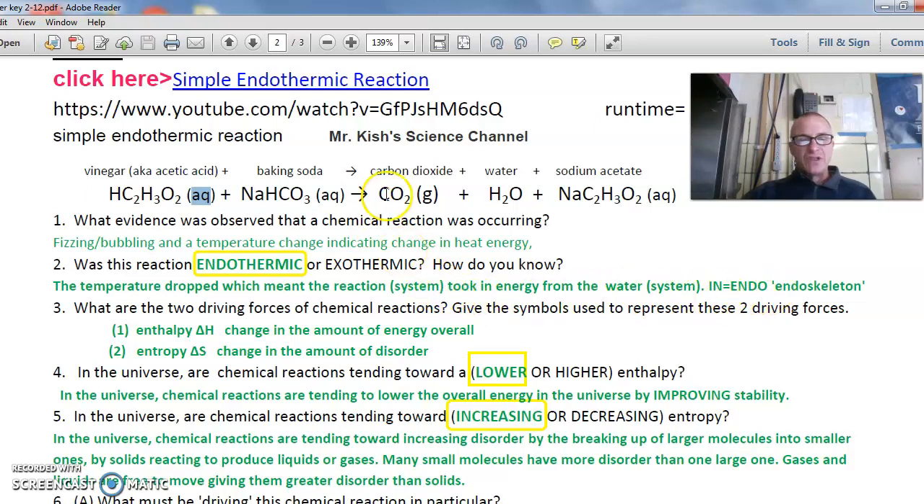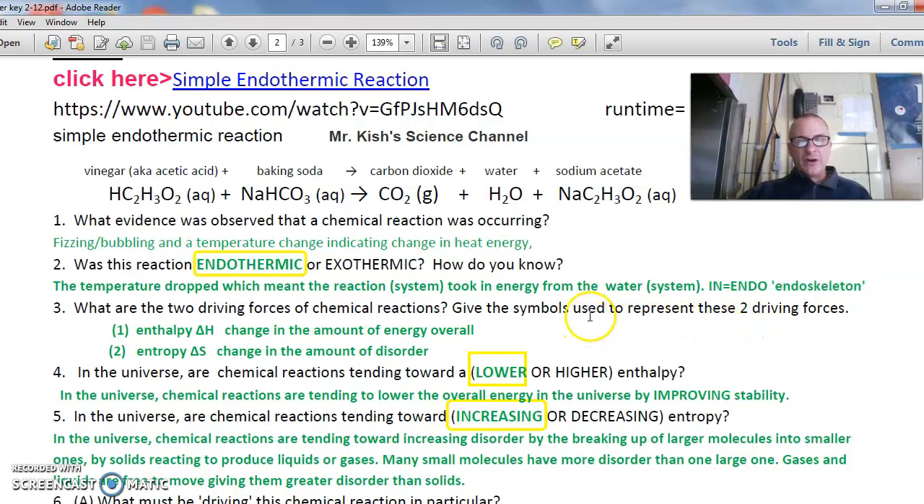The reaction was the system. That was the NaHCO3 and the HC2H3O2. Those were the substances that were reacting. When the temperature went down in the water, it meant energy was leaving the water to go into the reaction. Into is what we mean by the word endo, which means in, such as endoskeleton.